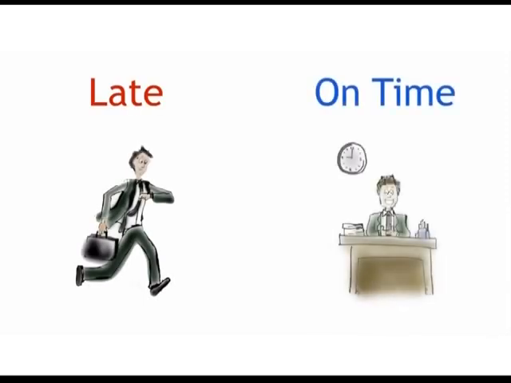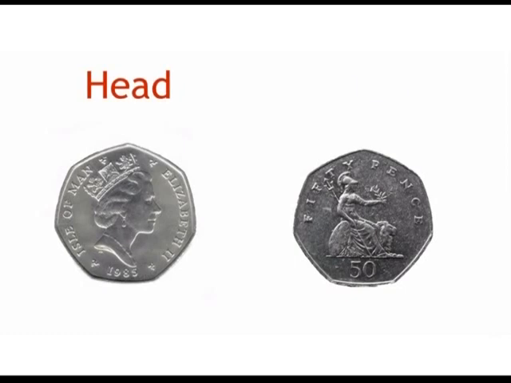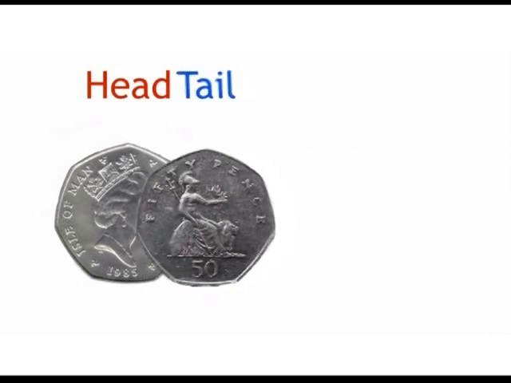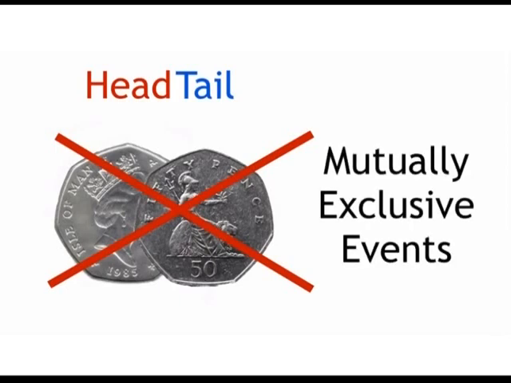When going to school, you are either late or on time. If you play a game, you either win or lose. When you flip a coin once, you either get a head or a tail. You cannot get a head and a tail at the same time. These are examples of mutually exclusive events. Mutually exclusive events could be more than 2.